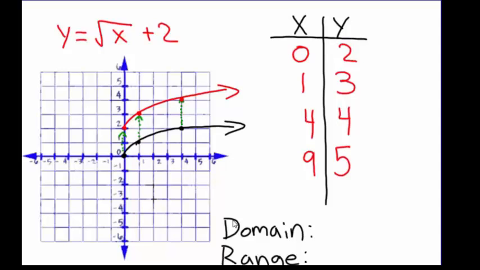And we can make our table. So now we can see our domain, it starts at 0 and goes to infinity. So the k value does not change the domain. Now the range, it starts at 2 now and goes up forever. So the k value changes our range.